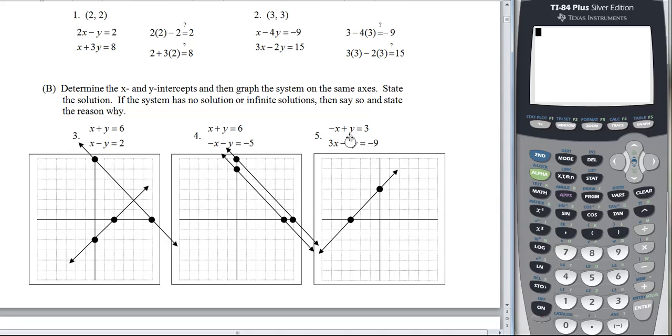And if I connect again, it would be the exact same line. So on this particular problem, my solution would be all real numbers, because these two equations are the same and they have the exact same coordinate points in common. So that's it for this video. Thank you.